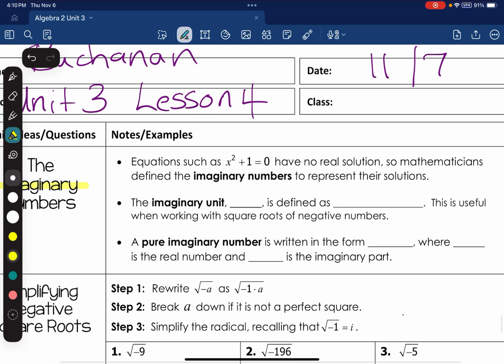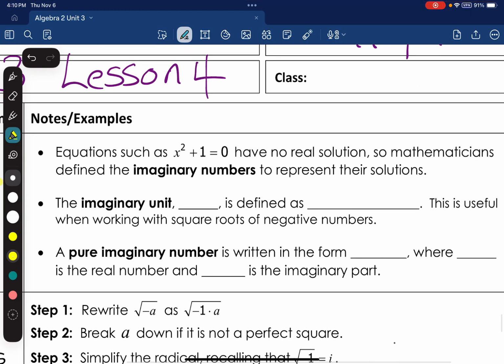And so where did this come from? Equations such as this. When I have x squared plus 1 equals 0, when I go to solve this, I'll get a negative 1. x squared equals a negative 1. And you can't take the square root of a negative number. There's no real solution. So what happened was mathematicians defined what the imaginary number was to represent in their solutions.